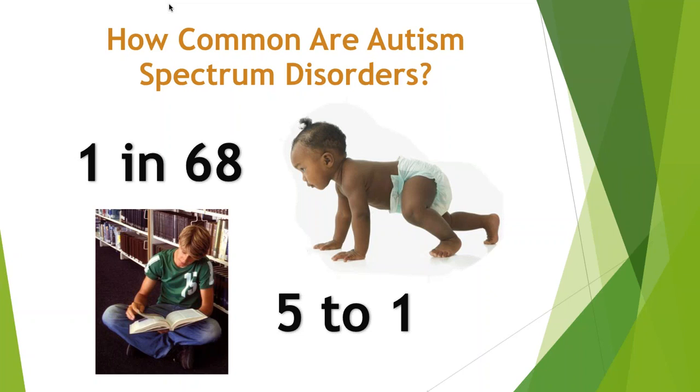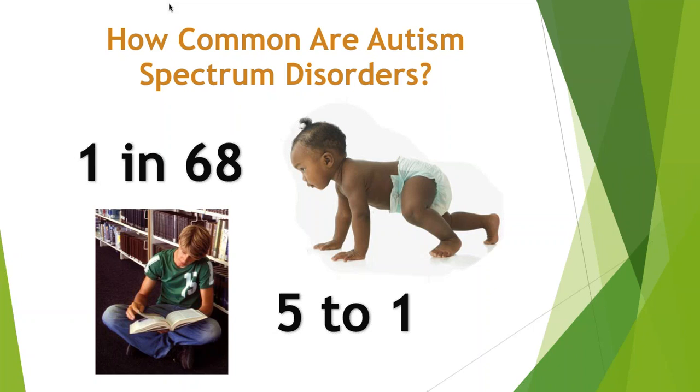When we look at causation, there's a lot of interest and a lot of research being done in that area. Right now the thinking is that there's a genetic factor in combination with environmental and biologic factors. So there's not one thing that causes autism. A few years ago it was very popular to think that vaccines caused autism, but there's no research to support that. It's more likely a very complex interaction of many factors.